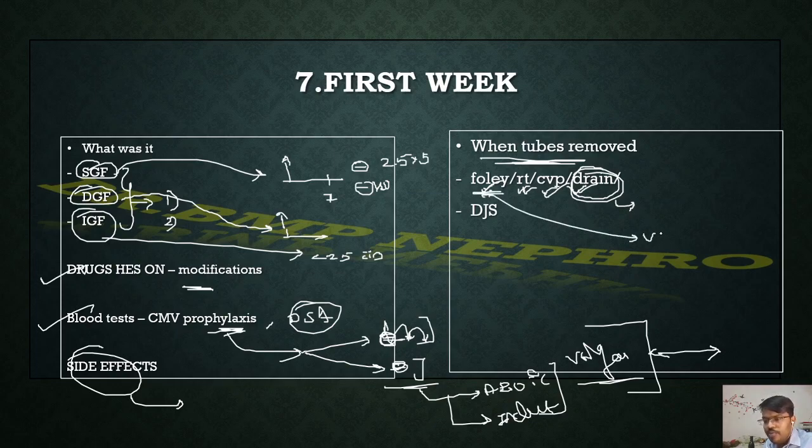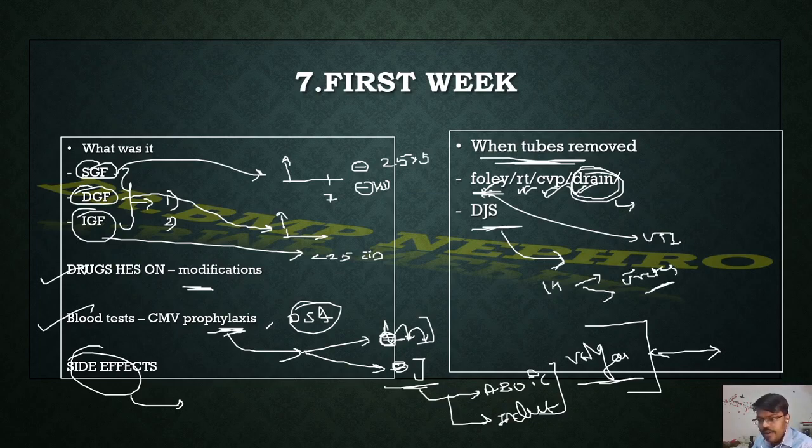Foley's, when it is removed, because UTI is common if the Foley's is in situ. The DJ stent, when it has to be removed. Ideally, it has to be removed on the 14th day. Urological people have two protocols: early and late removal. Early means 7th to 10th day. Late is after the 2nd week. Why is it important? Because if it is retained in situ, there is a high chance of infection and rejection. If it is removed earlier, there is a high chance of ureter leak.